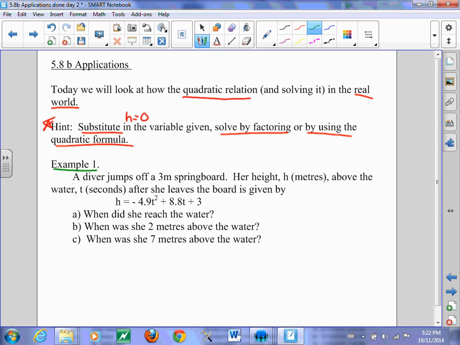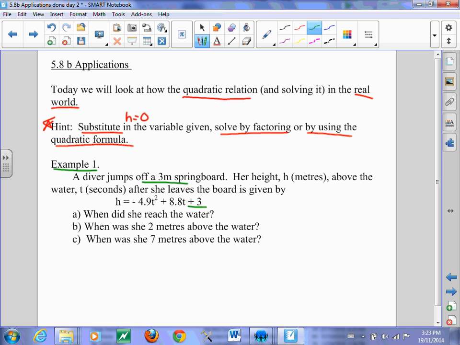First example: a diver jumps off a 3-meter springboard. Her height in meters above the water, in t time, which is seconds, after she leaves the board, is given by this relationship. Hopefully you remember that this is in standard form, and the standard form gives us the initial y-intercept, which in this case is the initial height. So what does that tell us? That initially she started at 3 meters. And of course, it says it right here, but I'm just letting you know that that helps you to develop a graph.